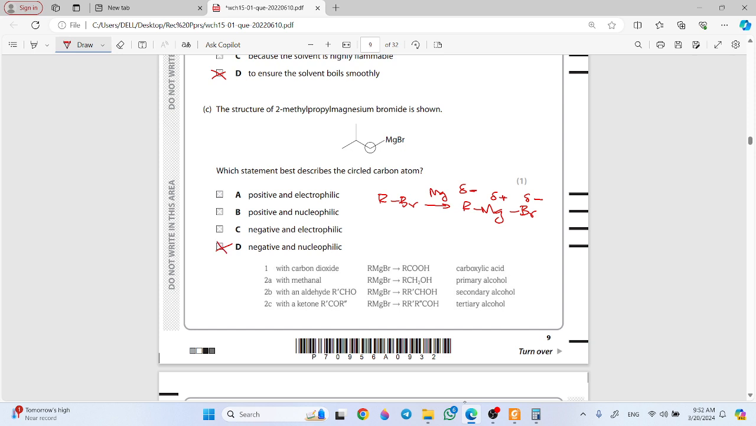Right. Now when you put this Grignard reagent with different compounds, say for example if you put RMgBr with carbon dioxide, it gives carboxylic acid. With methanal only, it gives primary alcohol. Any other aldehyde with CH3 group or any other alkyl group, it gives secondary alcohol, and with a ketone, it gives tertiary alcohol. This is very, very important. Please remember this. Carbon dioxide means carboxylic acid, then primary alcohol, then secondary alcohol and tertiary alcohol.